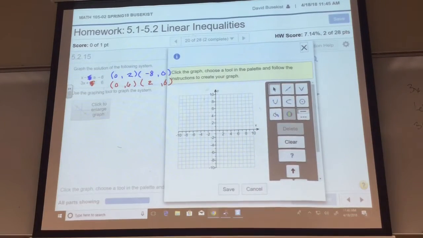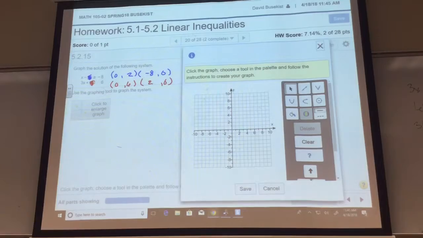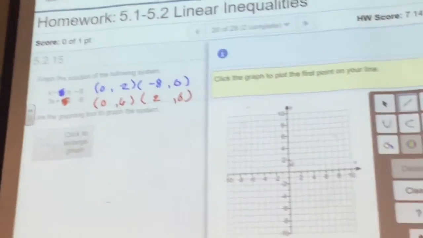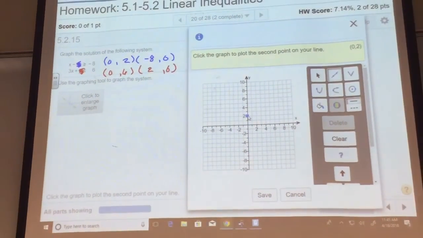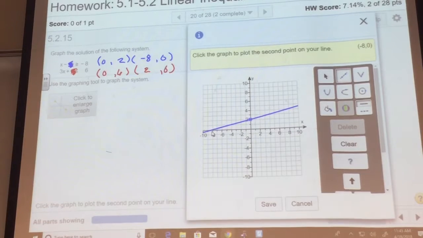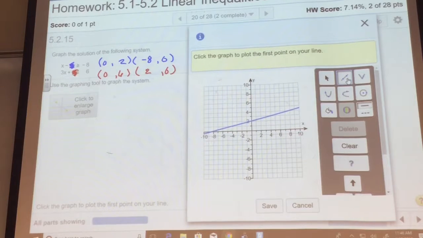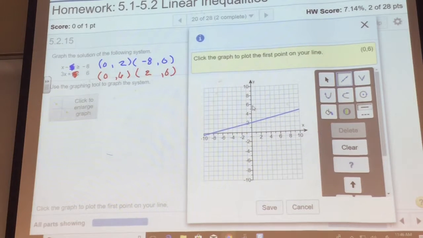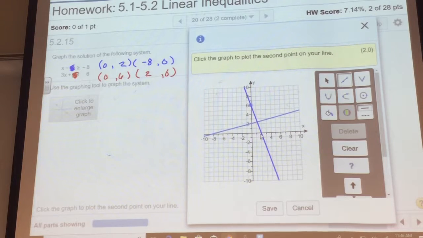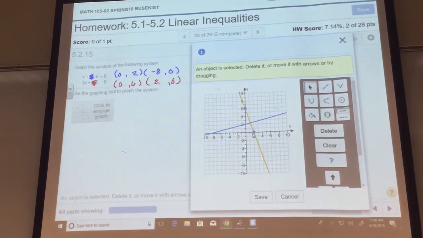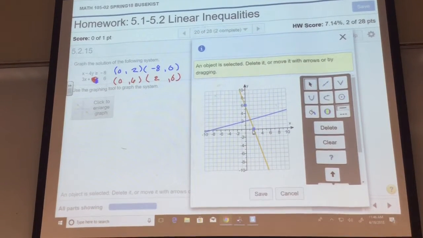Click to enlarge, slide this out of the way so I can see the points of the problem. First line has to go through 0 and -2. That took me less than 2 seconds to do. And also has to hit -8 and 0. Second line, you've got to come back to the line tool again. Goes through 0 and 6. And also has to hit 2 and 0. And are both of those solid lines or dotted lines? Solid, because they use greater than or less than or equal to.